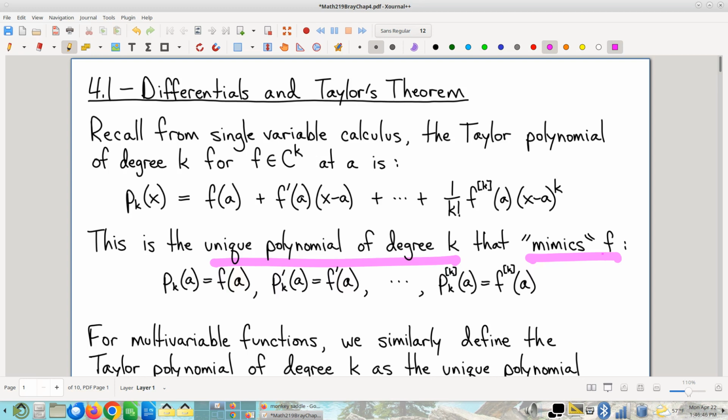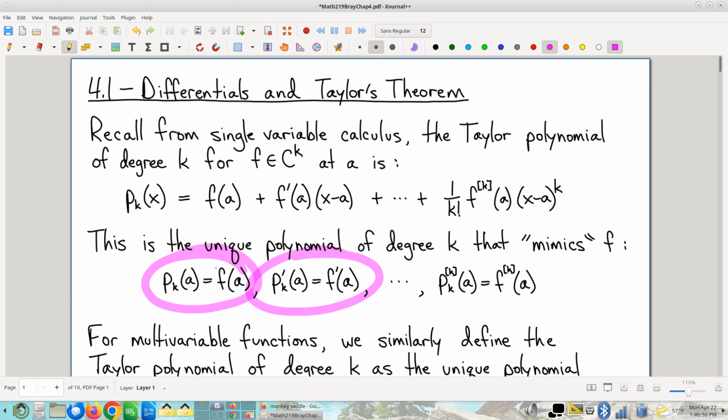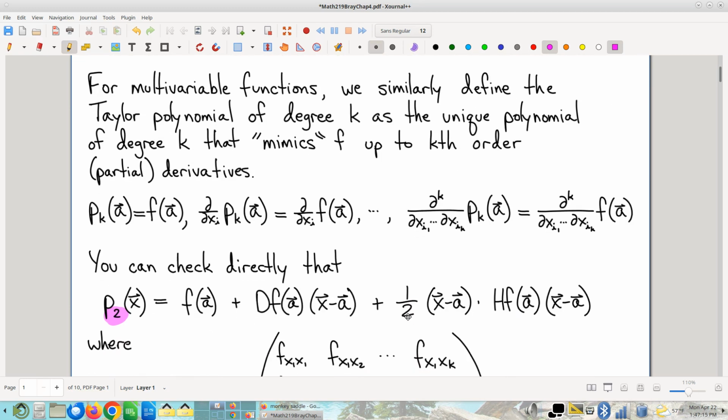So in particular, this means that it has the same value as f at the point a. It has the same derivative as f at the point a. Same second derivative, third derivative, fourth derivative, etc., all the way up to the same kth derivative as f at the point a. And so thus what we call degree k.